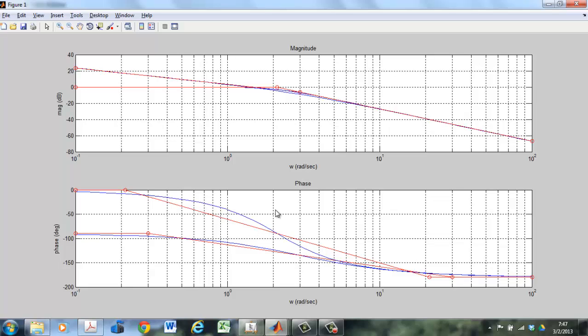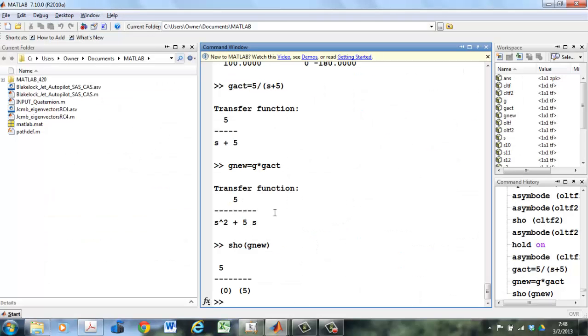And the last thing I ask in this quiz is to put your actual actuator in. Now I'm picking a lousy actuator here, 5 over s plus 5. It's got a time constant of 1 over 5, or 0.2 of a second, very slow. So we're going to define a new transfer function in the forward loop that has the actuator.